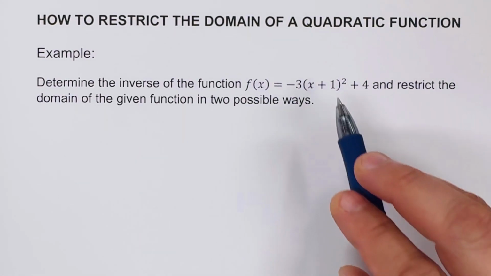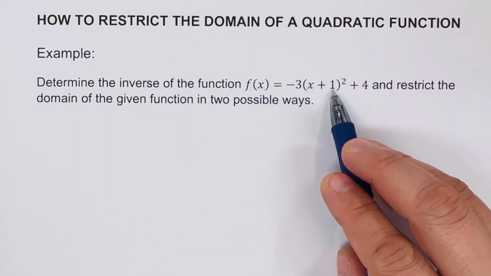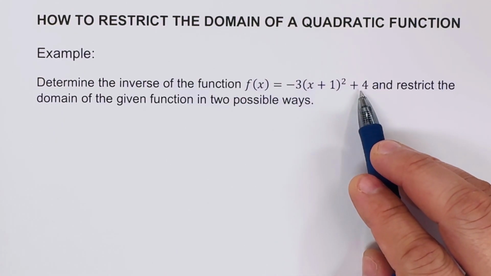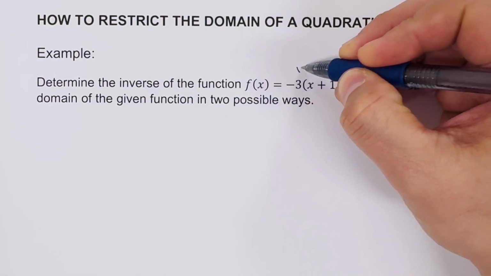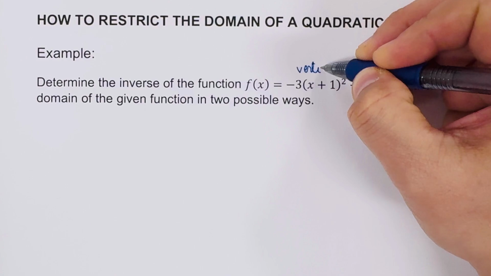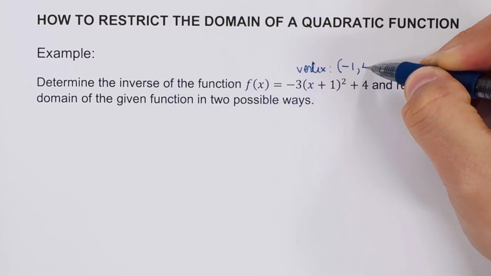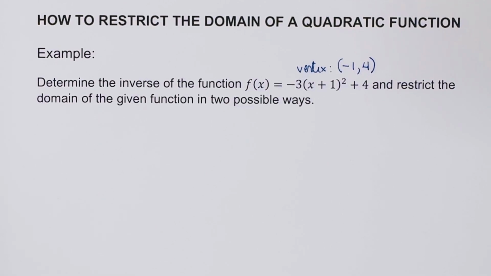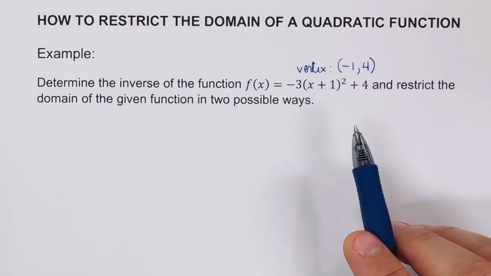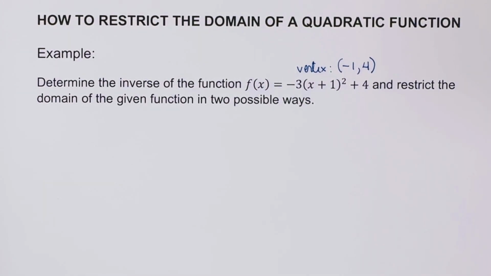Now, the first step that we need to do here is to determine the vertex for this function. Looking at this, this represents our h and this represents our k. So we can say that the vertex for this quadratic function right here is at (-1, 4). We're going to need this to restrict this function.